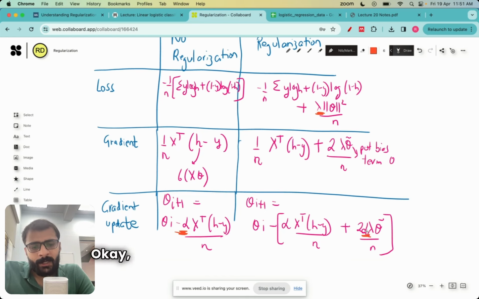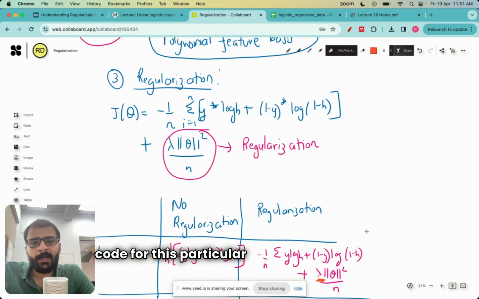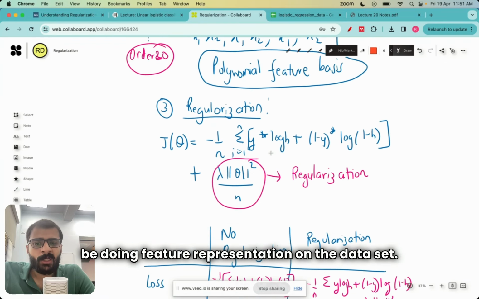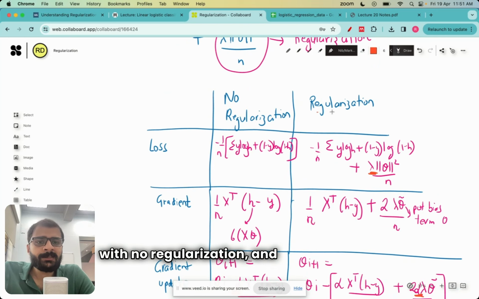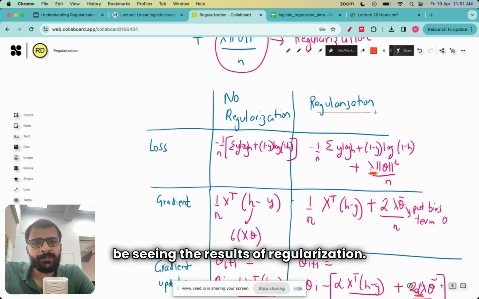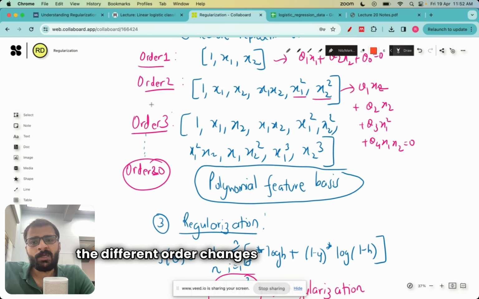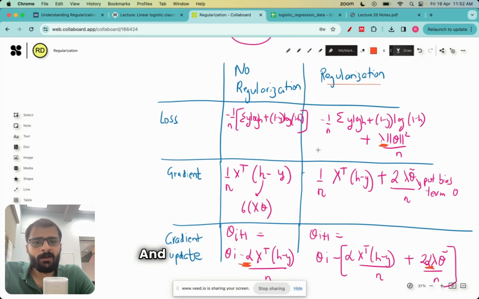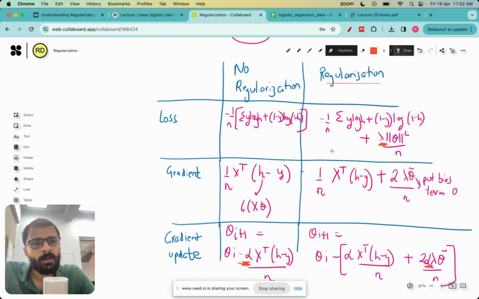Okay, so now we will be jumping into Python code for this particular data set, and we will be doing feature representation on the data set. We will be doing two cases. First, we will be showing the results with no regularization, and second, we will be seeing the results of regularization. We will explore using different features how having different orders changes our model prediction. We will also explore the effect of this lambda parameter, and overall we will explore the effect of no regularization versus regularization. So let us get started.